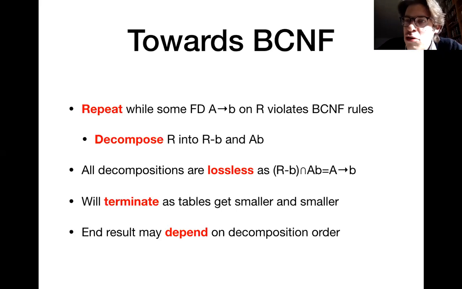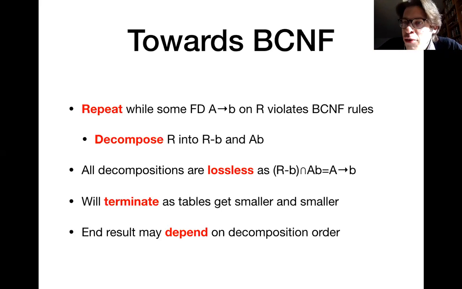We decompose it into two new relations. The first one has essentially the same attributes as R, just that we take out B. And the second relation that we achieve by the decomposition includes the attributes in A and additionally B. So this is the rule for a decomposition.